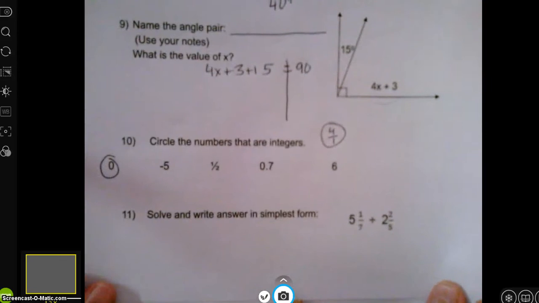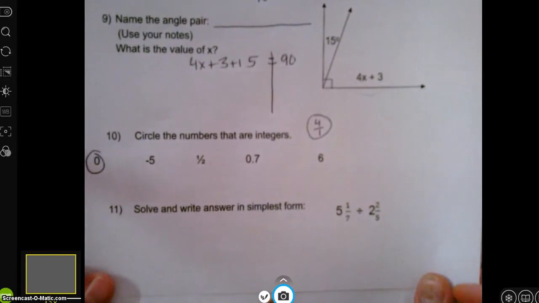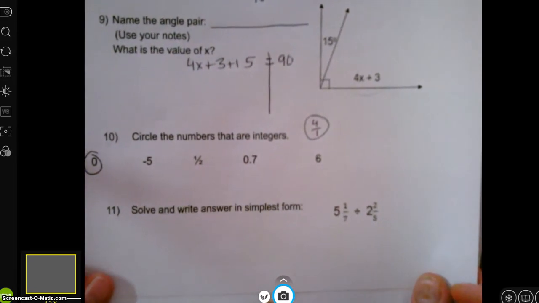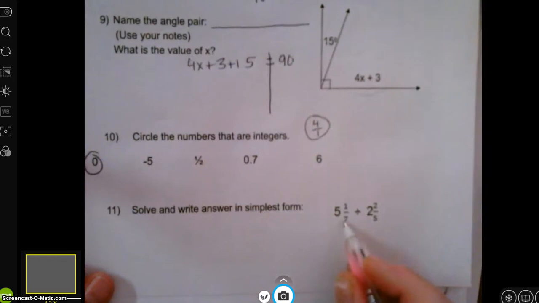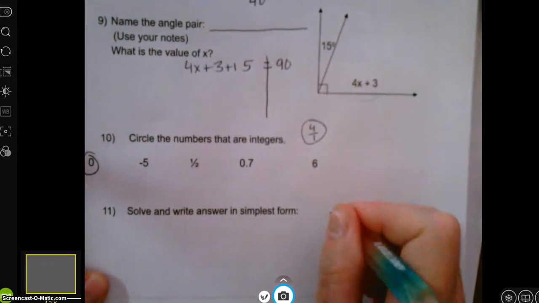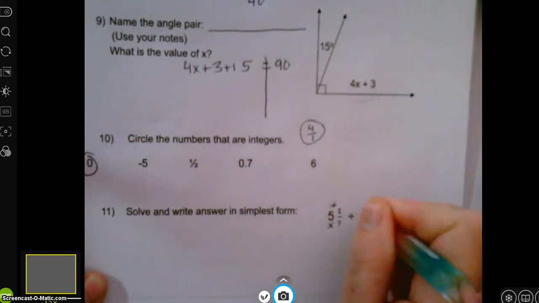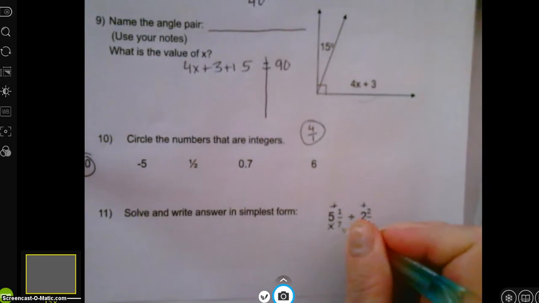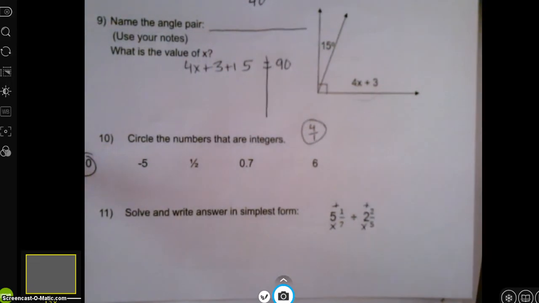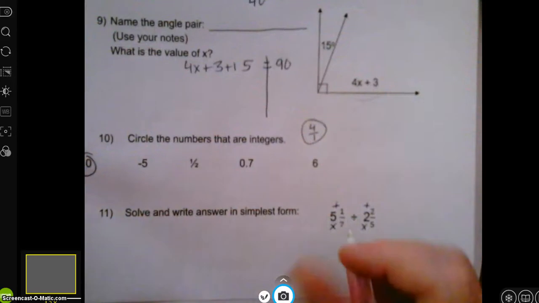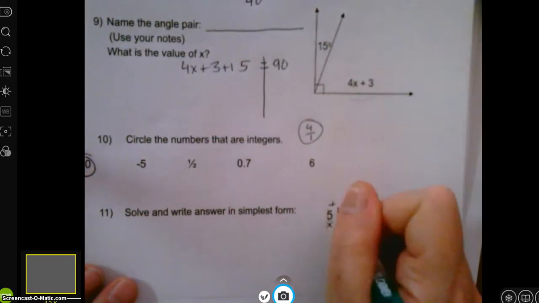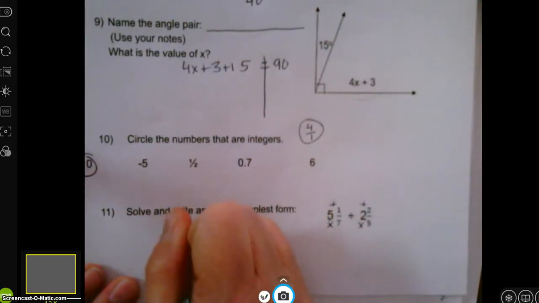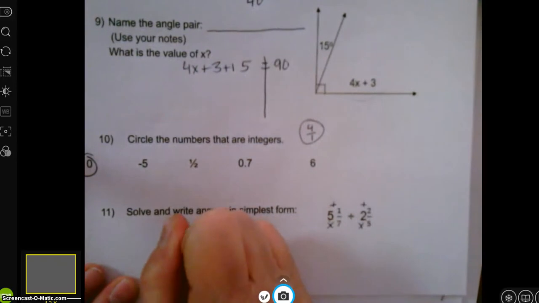Okay. And number 11, solve and write answer in simplest form. Do not change this to a decimal. This is repeating, so do not change this to a decimal. Okay, because we do not find an LCD. You do not find an LCD when you're multiplying and dividing. You find an LCD, or least common denominator, when you add and subtract. 7 times 5 is 35, plus 1 is 36 over 7.